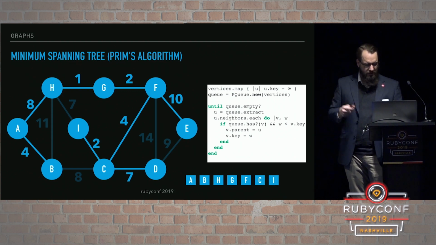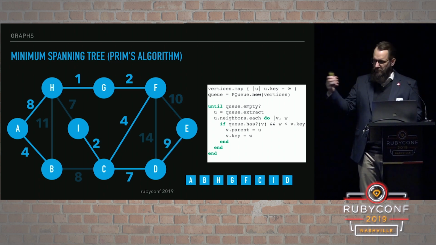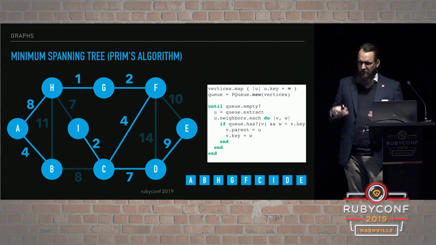Next, we're going to look at I. That's a no-op. Nothing needs to change there. D, also nothing is going to happen. Then we're going to update E, because E was added with a 10, and now it's going to be added with a 9. And then E is the last one. We don't have to do anything.